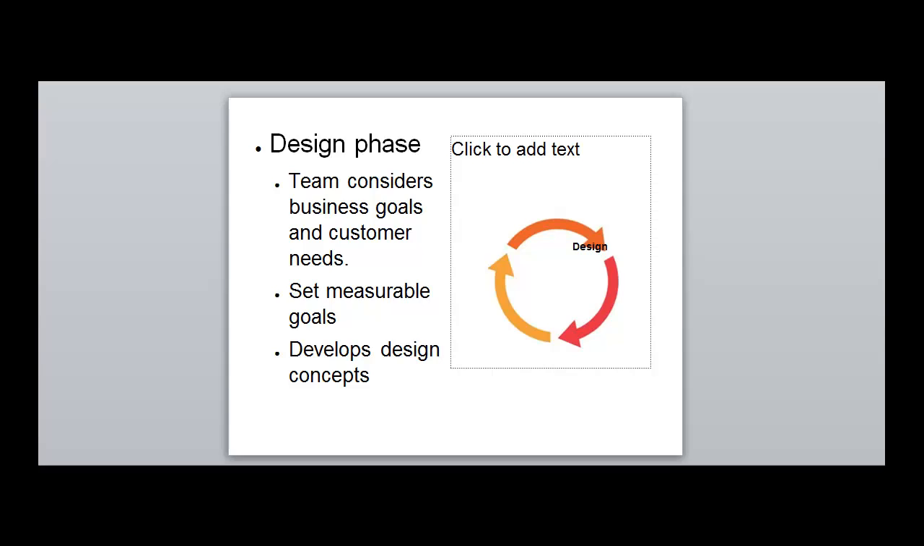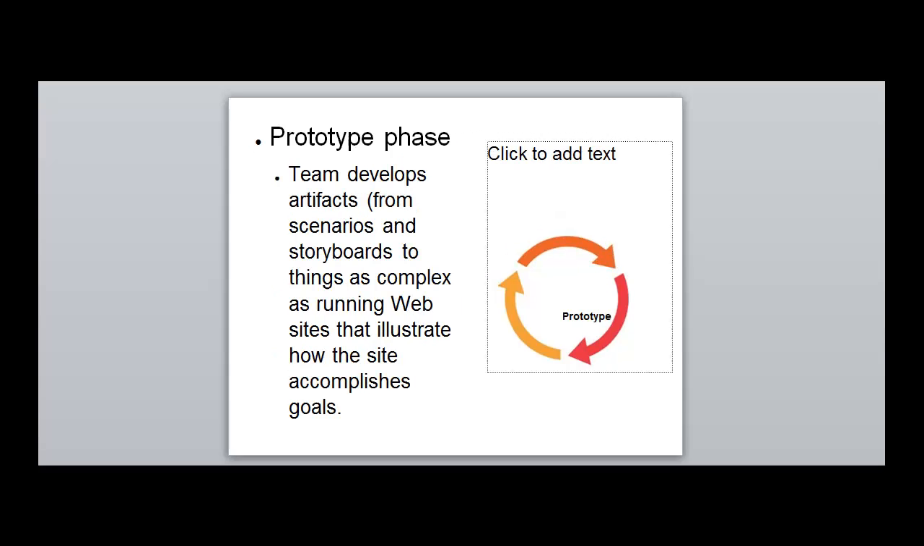We want to set measurable goals, and setting measurable goals means that we're going to say that the customer will give us a satisfactory rating on a survey, or that a customer can complete a task within a certain amount of time, or the customer leaves the site with a positive feeling about the site. Then, after we set our goals, your team is going to develop design concepts. How are they going to go about setting up and developing this site?